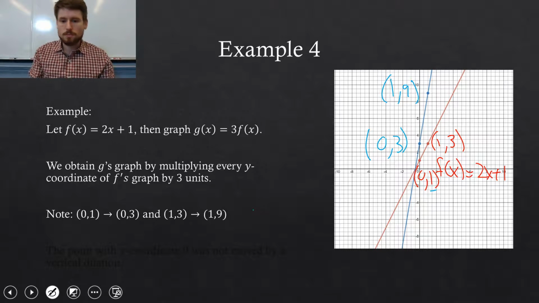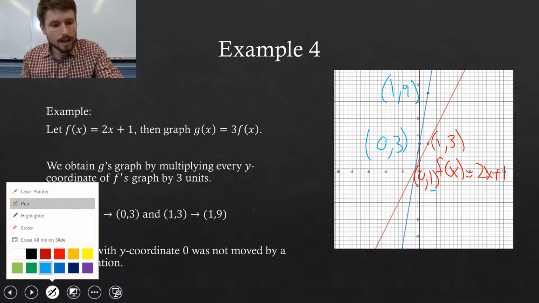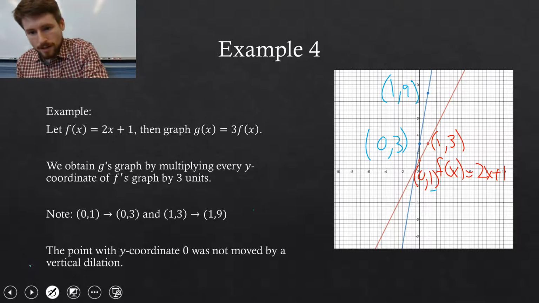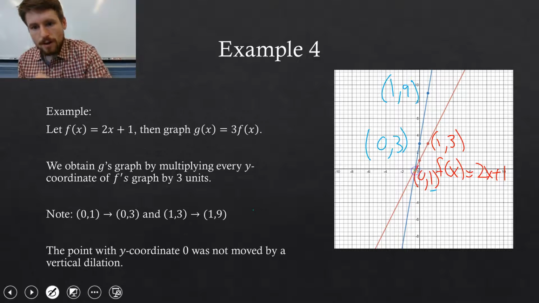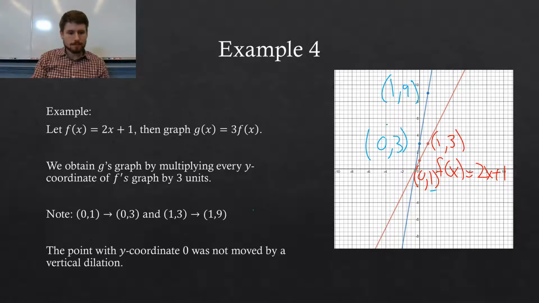Okay, so those points went to those locations: (0, 1) went to (0, 3), (1, 3) went to (1, 9). One thing to note, this point that's on the x-axis, I'm going to graph it in green right here, this point right there, whose y-coordinate is 0, didn't get moved by the dilation. And I'll have you try to think about why that point didn't go anywhere when we stretched it by 3. Its y-coordinate is 0. So what do you think happens when you multiply that y-coordinate by 3? All right.